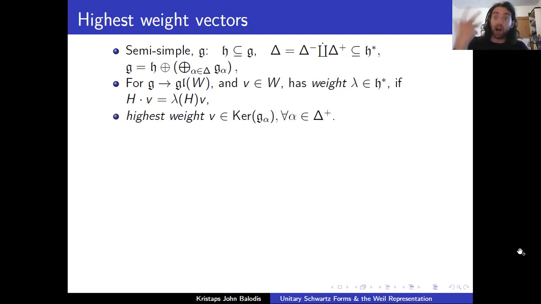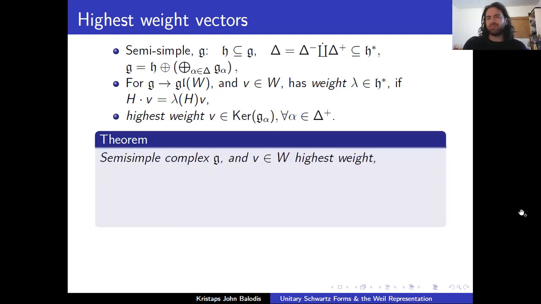We then say it's of highest weight if, given this decomposition into the spaces, and these spaces that are indexed by the positive roots, you have a vector that's a weight, and it's killed by the action of all the vectors in these g sub alpha spaces. Well, why?